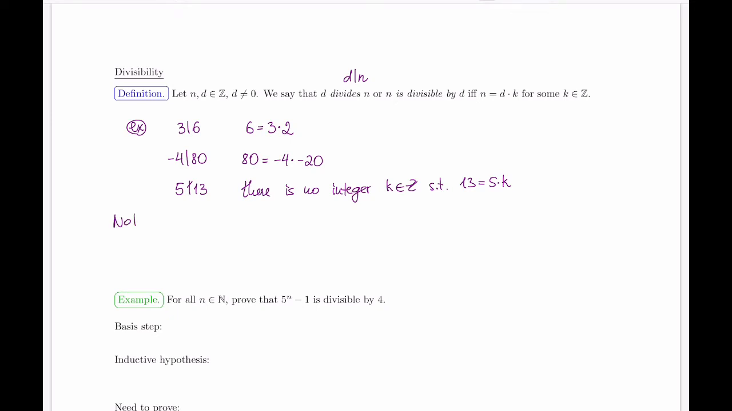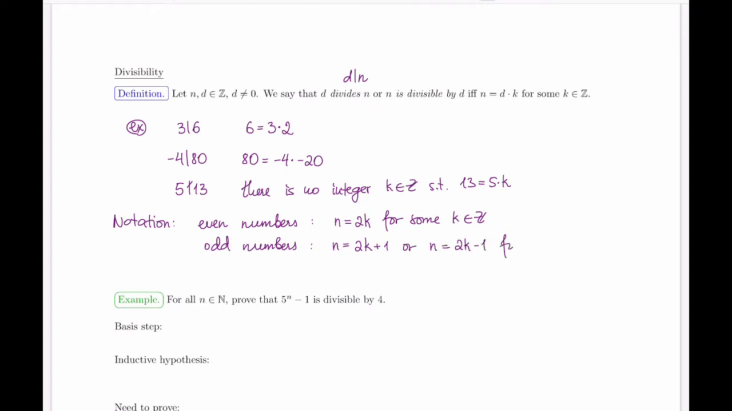Now, another notation that we're going to use throughout is the one that corresponds to even and odd numbers. Even numbers are the numbers that are divisible by 2, which means that they're the ones that are written as n equals 2k for some integer k. The odd numbers are the ones that are not divisible by 2. So if I divide an odd number by 2, I will have a remainder of 1. So the odd numbers are written as 2k plus 1 or 2k minus 1, it doesn't really matter, for some integer k. For even numbers, I have to be able to write it as a product of 2 and another integer. And for odd numbers, I have 2 times some integer plus or minus 1.